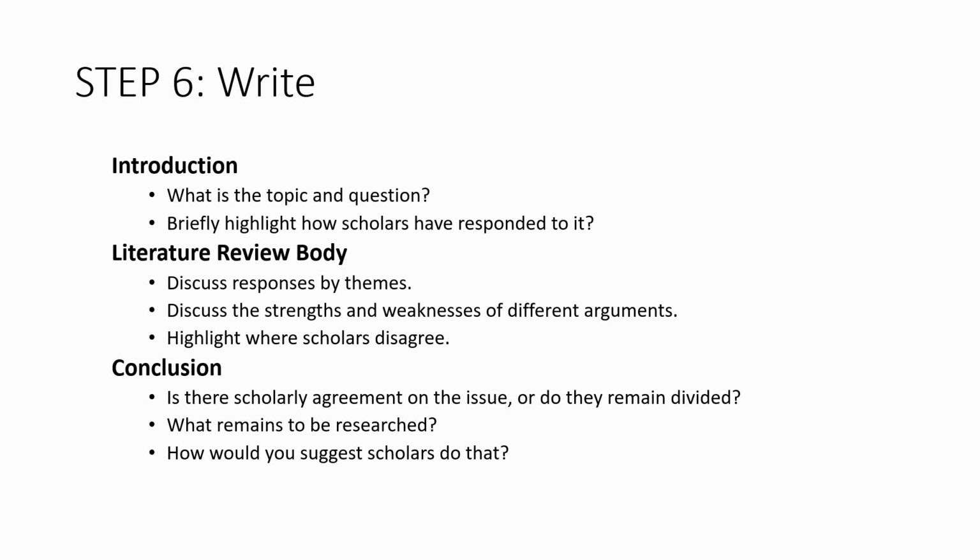Now, in the conclusion, you can add more of your own twist on things. Would you say that there is scholarly agreement on this issue? Is there a clear answer to the question, or do scholars remain divided on the answer to your question? What remains to be researched? That's a great thing to add at the end of literature reviews: to suggest, we know this answer, but we don't know this answer. So here's something that should be researched, and how would you suggest scholars go about doing that? If you could design a study to test this remaining problem, what would you do? So that's what your literature review should look like.